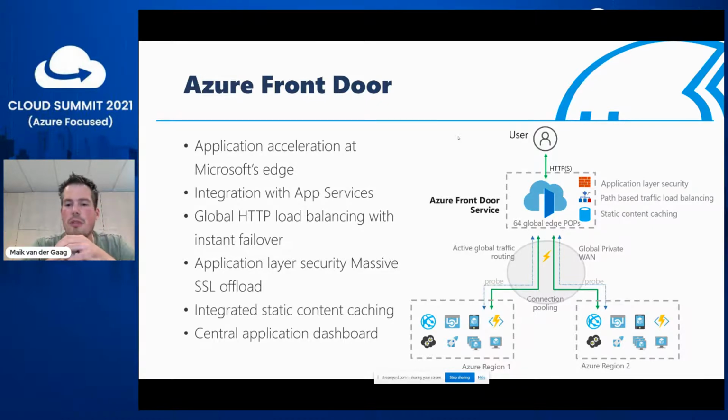By default, Azure Front Door has an integration with app services, so it's very easy to configure and very easy to specify how it needs to work. Like I mentioned, it has load balancing capabilities with failover, of course. So if one region goes down, the other one will take all the traffic. You can do SSL offloading. It also has content caching, so you can really make sure that the content still comes from the edge location, where it's faster. And you have a central application dashboard where you can view everything regarding the application.